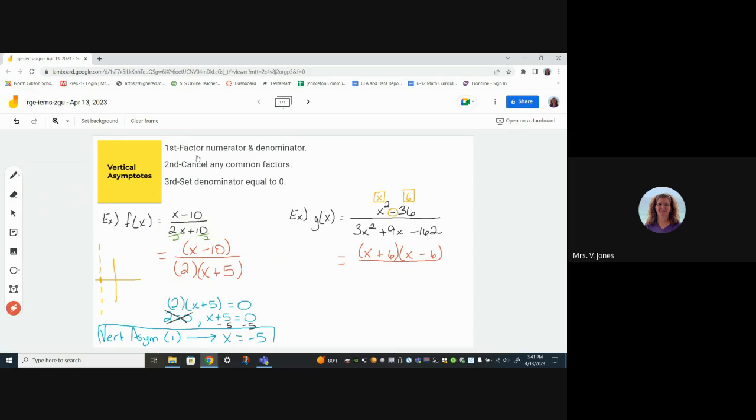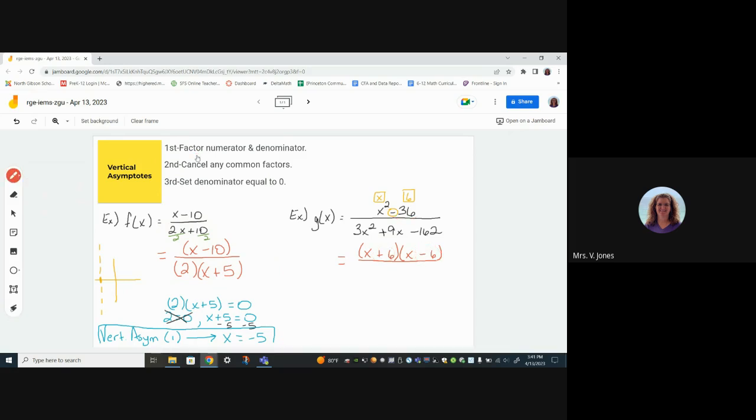If you don't believe me, which you should always, when you write down your factors, you should always go back and double check. FOIL, first times first is x squared. Outer is negative 6x, inner is a positive 6x. Those cancel. That's why there's no middle term. And then last times last is a negative 36, which is what we have.